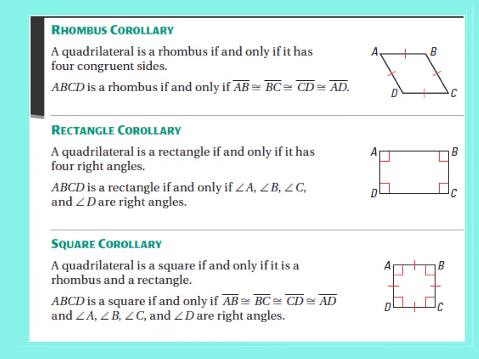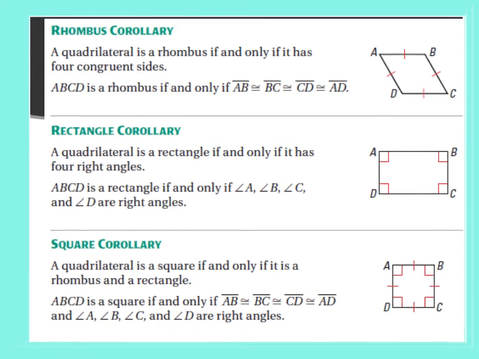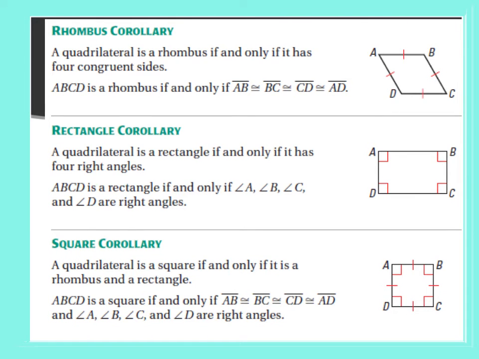All right, so these are corollaries, but really just properties. The first one says a quadrilateral is a rhombus if and only if it has 4 congruent sides. We just said that. The second: a quadrilateral is a rectangle if and only if it has 4 right angles. And a quadrilateral is a square if and only if it's a rhombus and a rectangle.